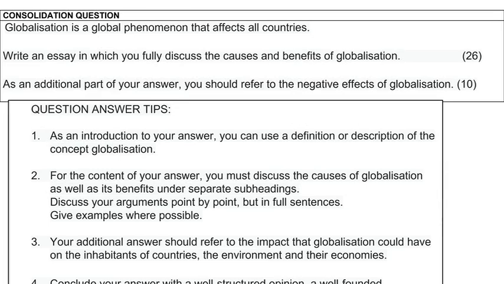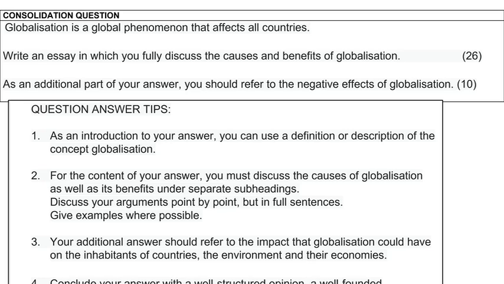Globalization is a global phenomenon that affects all countries. Write an essay in which you fully discuss the causes and benefits of globalization. As an additional part of your answer, you should refer to the negative effects of globalization. You see there, they're being very specific now. They're asking for the negatives of globalization.